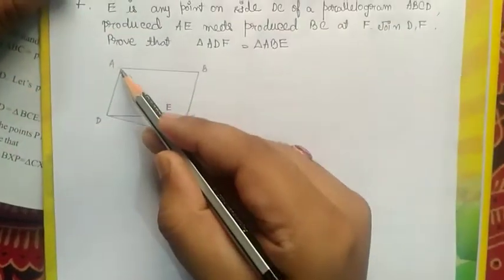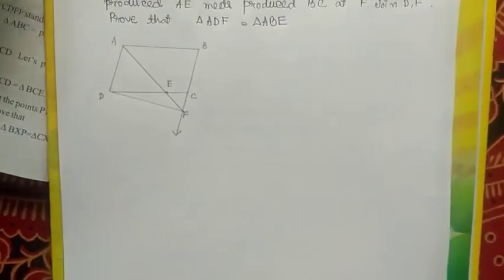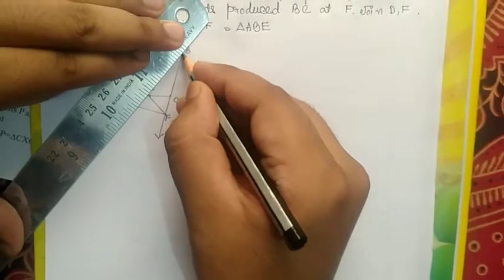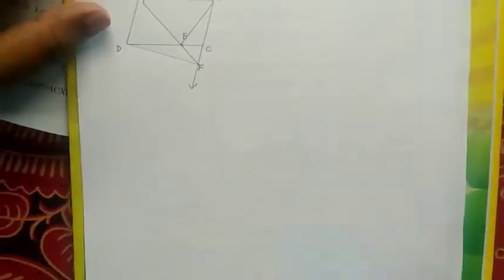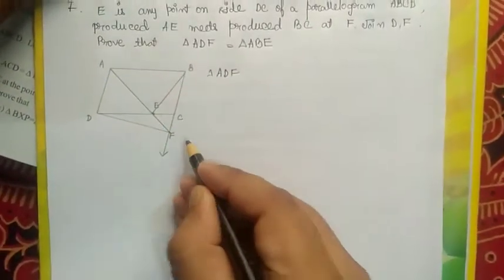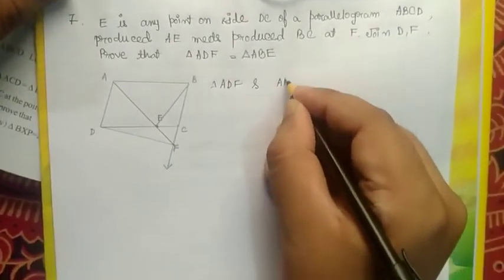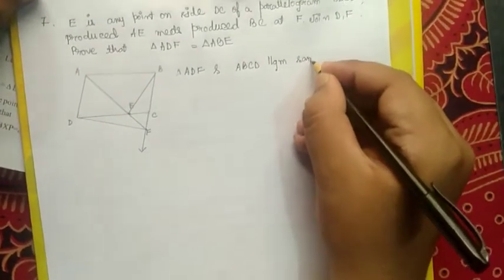We have to prove that triangle ADF is equal to triangle ABE. So ABE means we have to join B and E also. This is the point E. Now triangle ADF, this triangle ADF and ABCD parallelogram, same base AD.